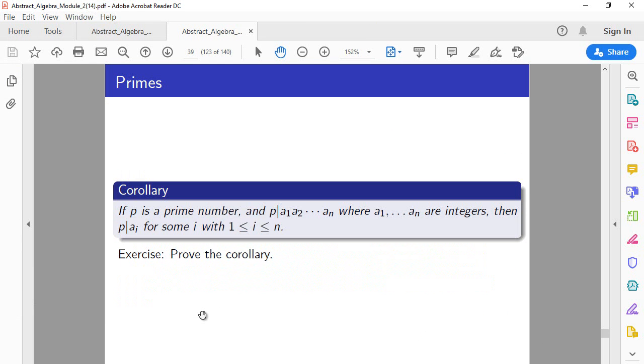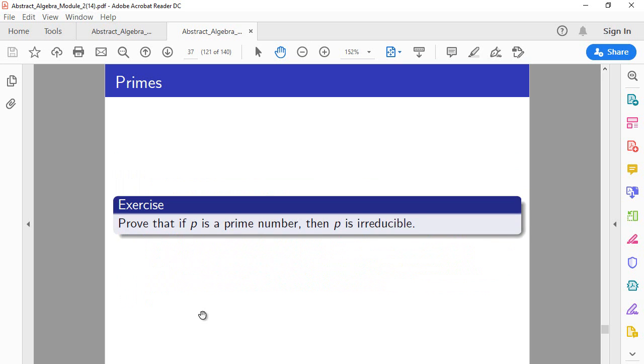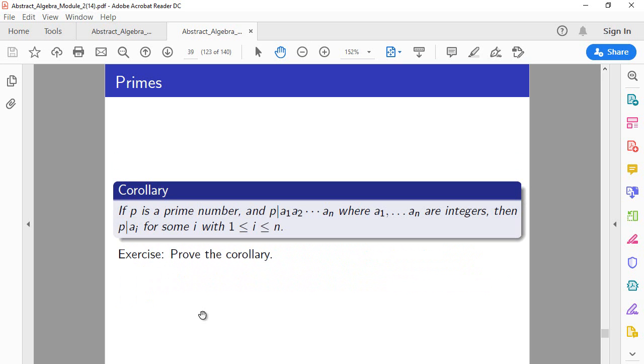Okay, so that's the proof of the theorem. There is an extension of this, an immediate corollary here, that if p is a prime number and if p divides the product a1, a2, up to an, then p divides one of the factors ai. And then again, I'm going to leave the proof as an exercise here.